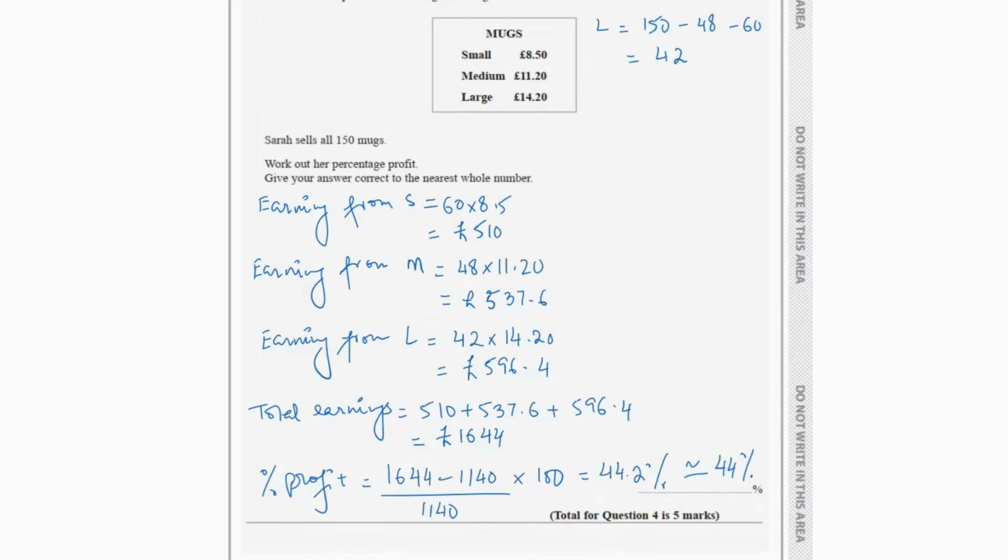So again, very easy marks. These are a lot of marks for just a very easy question. There's no complication. It's just basic knowledge of how to use fractions and percentages, and how percentage profit works. It's always earnings minus cost divided by the cost and then times 100.